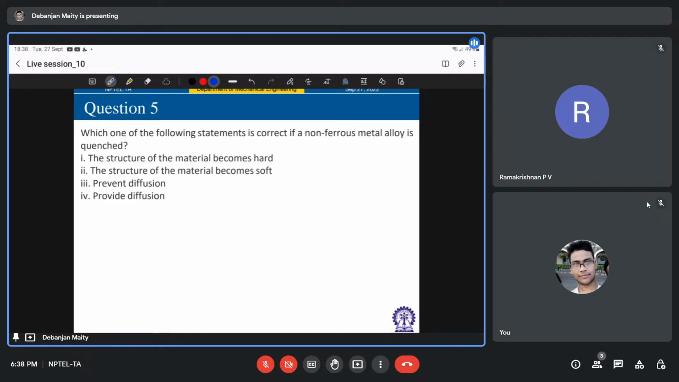As I was saying, this question will come later. Which of the following statements is correct? If a non-ferrous metal alloy is quenched, the structure of the material becomes hard, the structure becomes soft, it prevents diffusion, or it provides diffusion. So whatever I covered till now, the structure for non-ferrous material will become soft and it prevents diffusion.